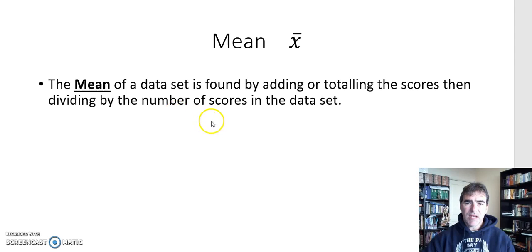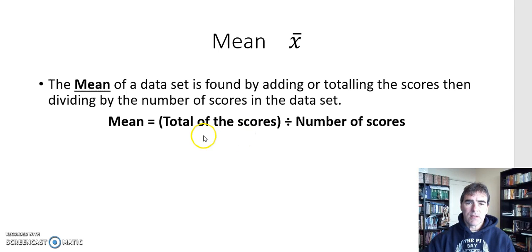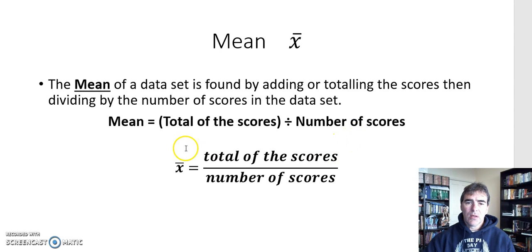So to find the mean of a data set, we add up all the scores, or total all the scores, then divide by how many scores there are in that data set. So writing that down, the mean is the total of the scores divided by the number of scores. Using our symbol, just written in a different way as a fraction.